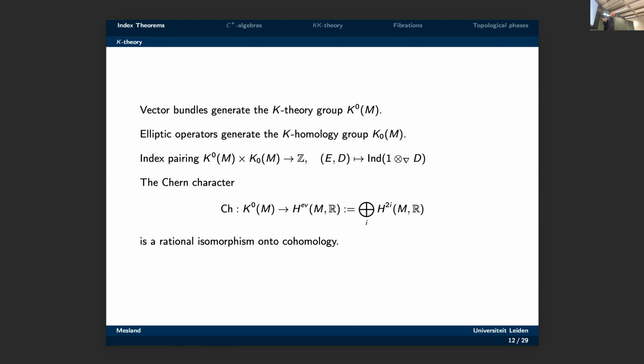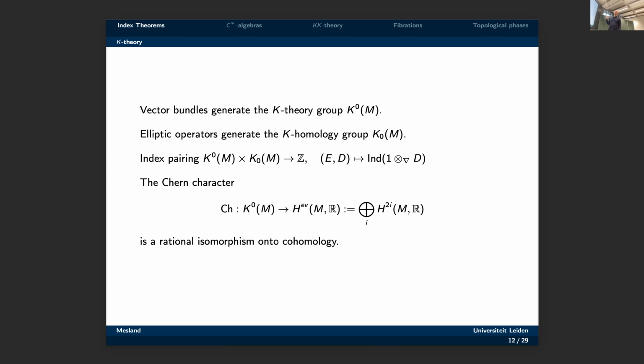Both groups are homotopy invariants, and this pairing is a homotopy invariant pairing. And there is a Chern character on K-theory, which gives a rational isomorphism onto cohomology. Defining a Chern character on K-homology, landing in homology, is also possible, but it's much more involved, at least in the analytic model.